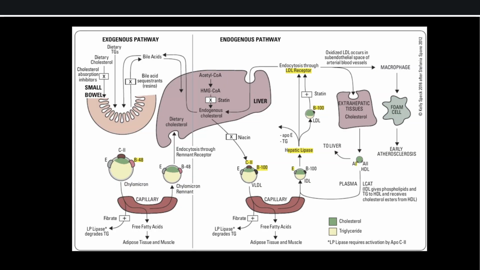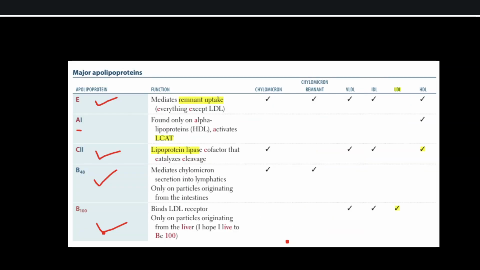Okay. Now, once the LDL is delivered, you see extrahepatic tissue taking up the cholesterol. There is a molecule called HDL. HDL is usually made by extrahepatic tissue, so it doesn't have any liver origin markers, but it has two unique markers, A1 and A2. Now, let's look at A1. It's found only on alpha lipoproteins, which is HDL, and it activates LCAT.